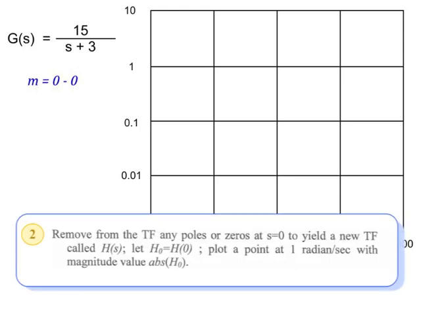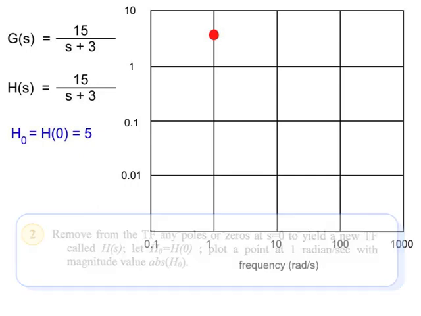In step 2, we remove from the transfer function any poles or zeros at the origin to find a new transfer function, which we call h of s. And then we find the value of this at 0. Now, since g of s has no poles or zeros at the origin, h of s is equal to g of s. Then when we evaluate h of s at s equals 0, we find the value 5. We take the absolute value of this number and we plot it at 1 radian per second.